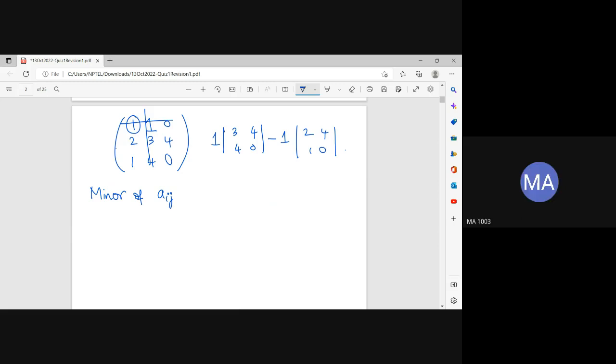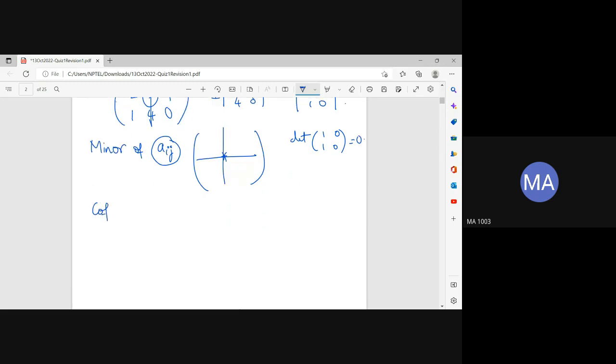So given an element, the aij-th element occurs in the ith row and jth column. So you eliminate the ith row and jth column from the matrix. Whatever is left out, the remaining submatrix, you calculate the determinant of that submatrix. That is the minor of aij. What is the minor of 3 here? 0. So you will eliminate this, and then you will have the determinant of 1, 0, 1, 0. So that is 0. Okay, fine.